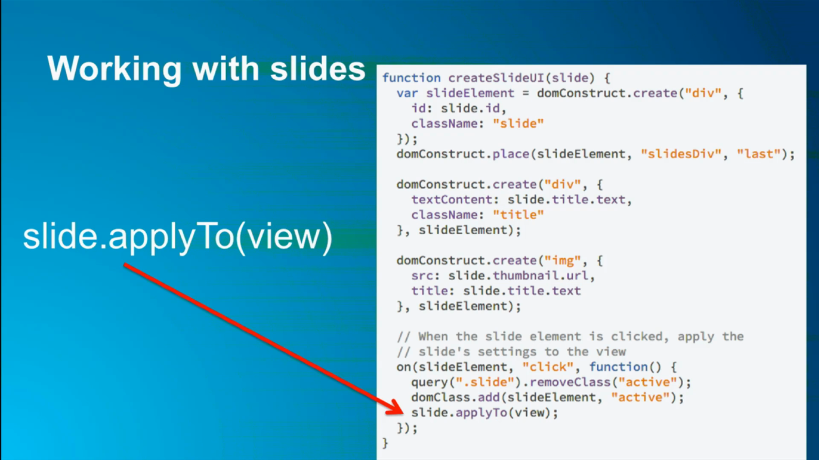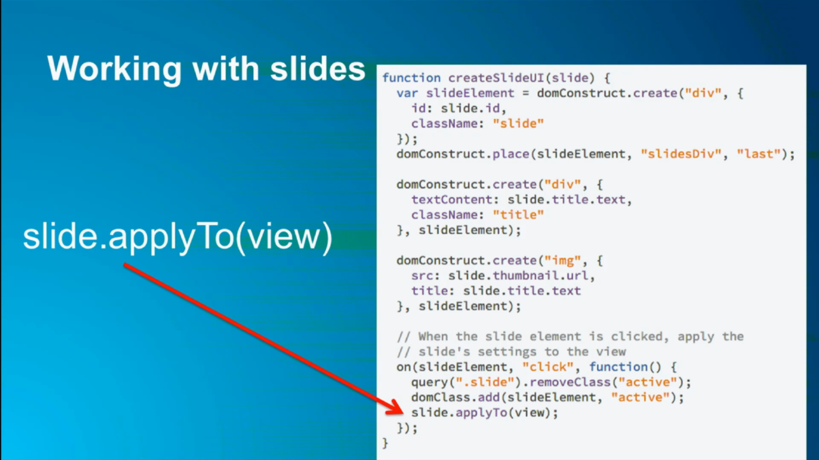I'm just basically iterating through each slide and then saying, I want to add a new div element with the thumbnail. I want to put the title of that slide above it. And then I want to set up a click handler. So when the user clicks it, I want to apply those properties of the slide to my view. And that's simply with the applyTo method. You can see how simple that is.